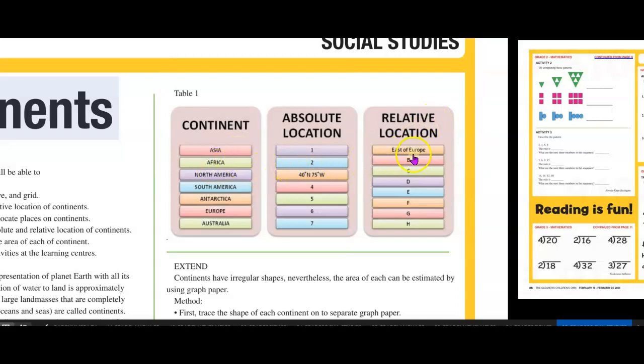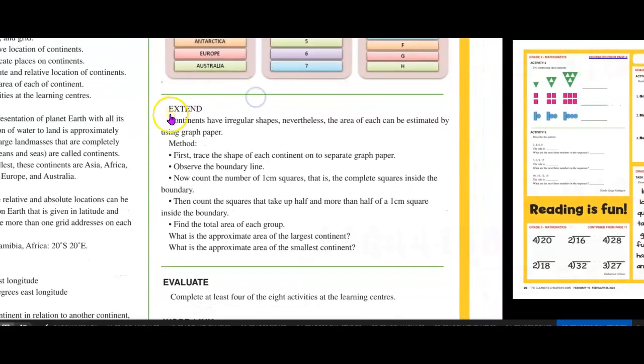Africa 2, and we fill B in. North America, 40 degrees north and 75 degrees west. Okay, so we need to put in the relative locations. South America, put those in. Antarctica, Europe, and Australia.